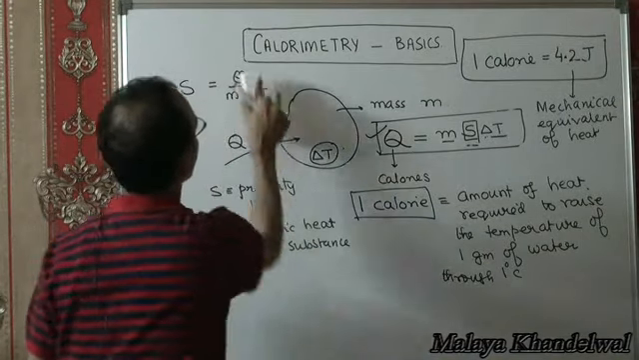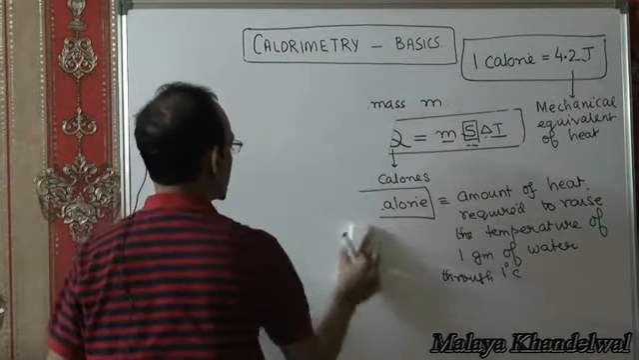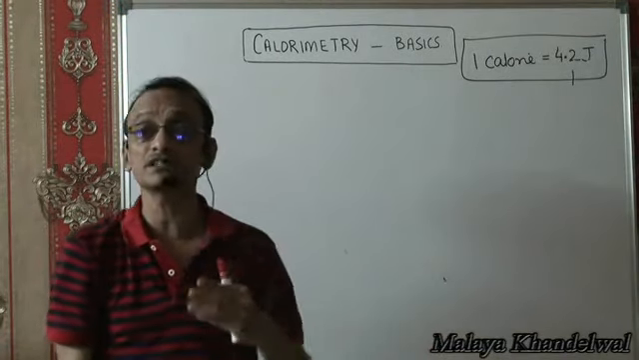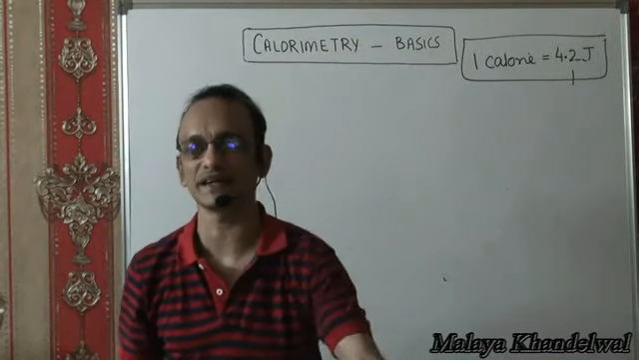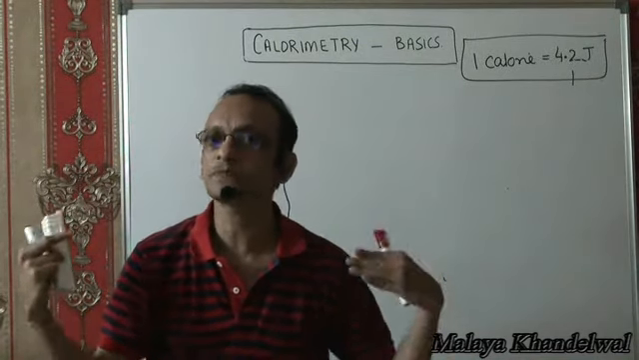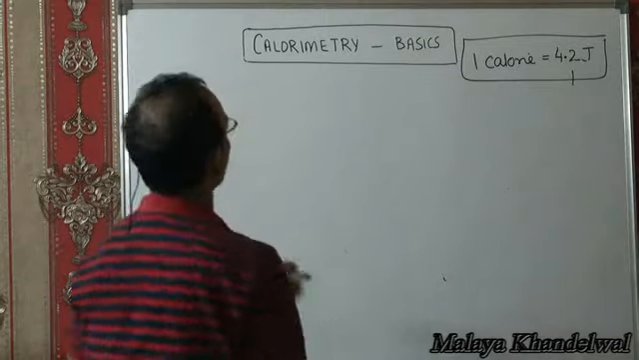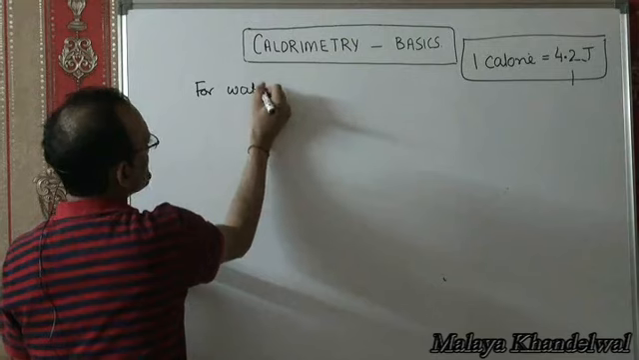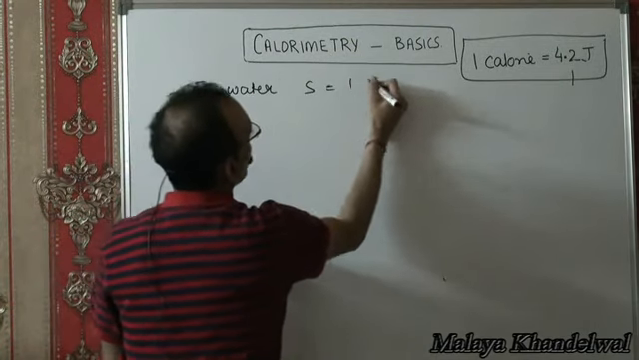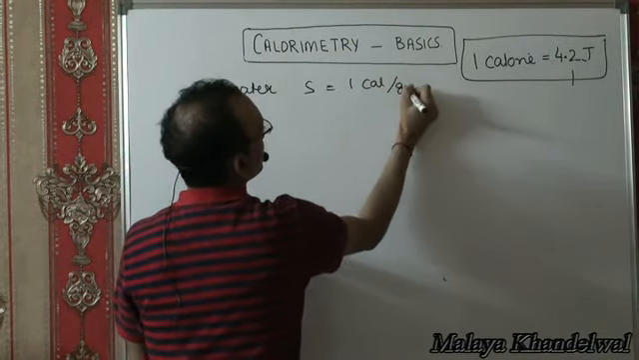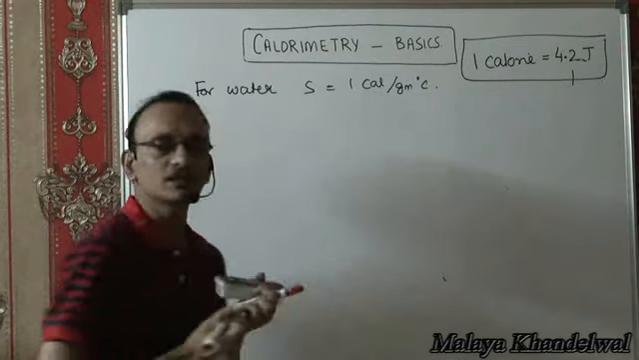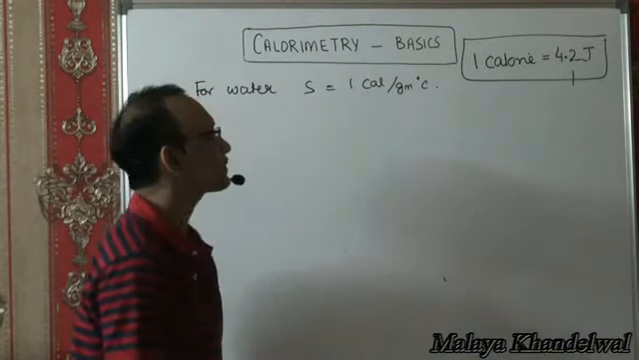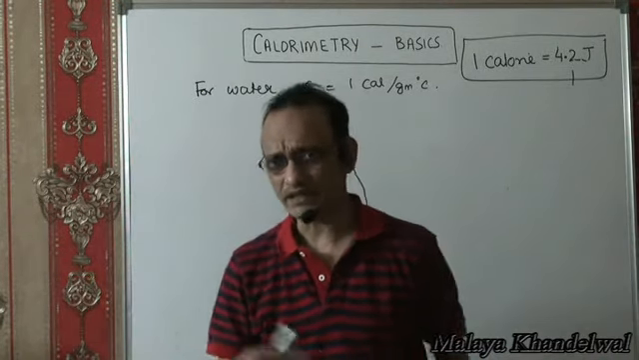So obviously, what is the specific heat of water? Specific heat of water is 1 calorie per gram per degree centigrade. That's by definition. So for water, specific heat S is 1 calorie per gram per degree centigrade. That's because of the very definition of calories.